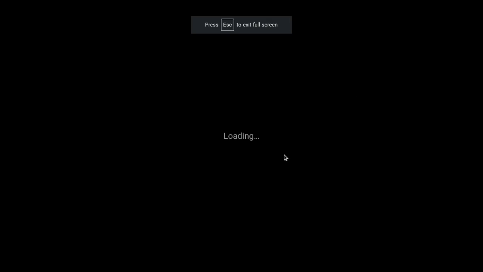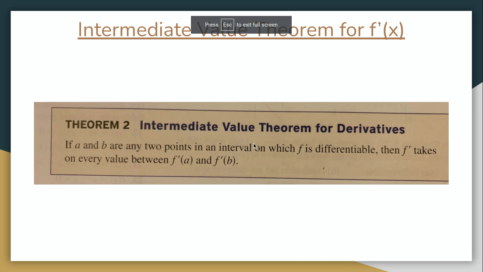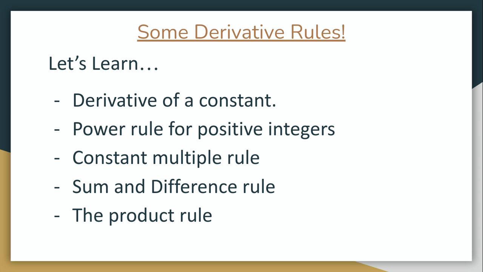And here's the definition written in more formal language if you are curious. But it's the same thing that I said. All right, this is for tomorrow. Come back tomorrow to learn these rules.